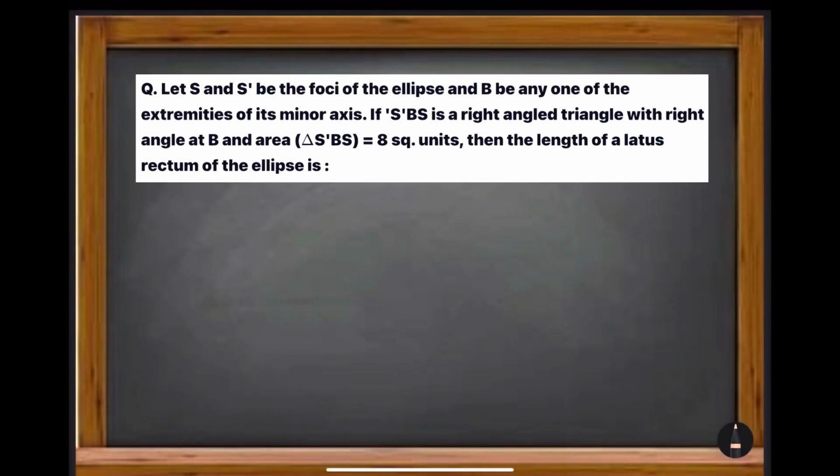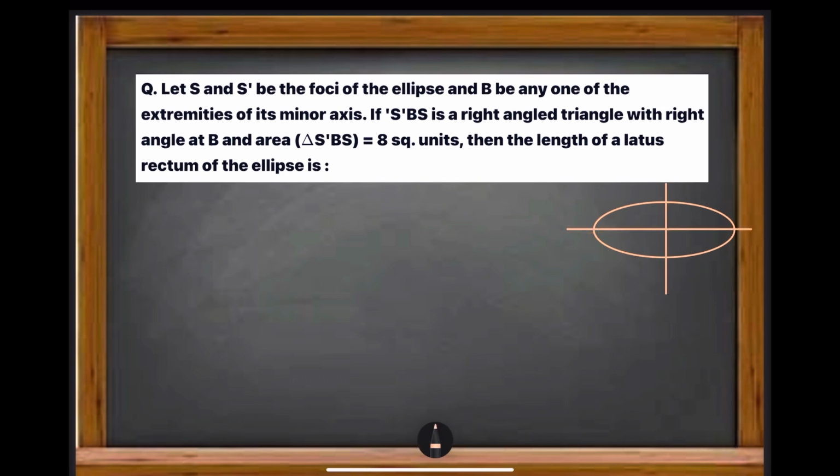Okay, so we got this question. Let S and S dash be the foci of the ellipse, B be any one of the extremities of its minor axis. They did not mention whether it is a horizontal ellipse or a vertical ellipse, so I'll go with a horizontal ellipse. Suppose they are talking about this ellipse.